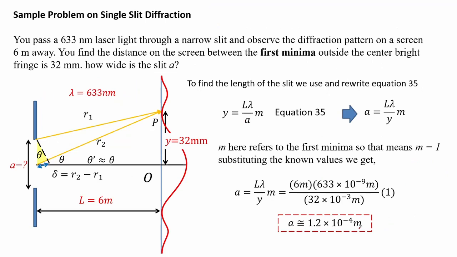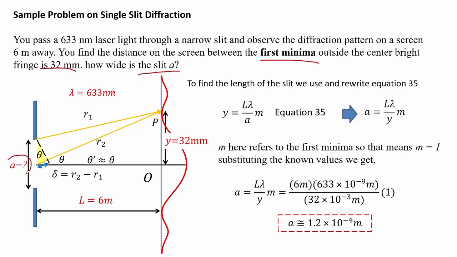Here we have a sample problem. You pass a 633 nm laser light through a narrow slit and observe the diffraction pattern on a screen 6 m away. You find the distance on the screen between the first minima outside the center bright fringe is 32 mm. How wide is the slit a?